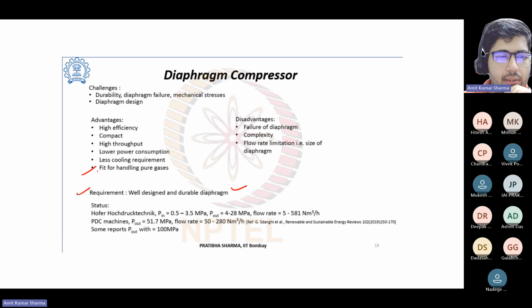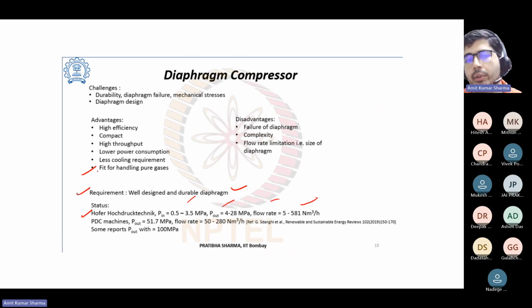These are the companies that have these kinds of compressors with inlet pressure of 0.5 to 3.5 megapascal, output 428 megapascal, flow rate 5 to 581 meter cube per hour.